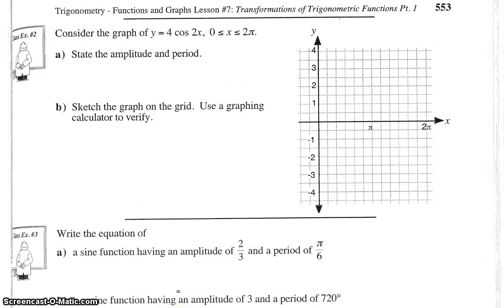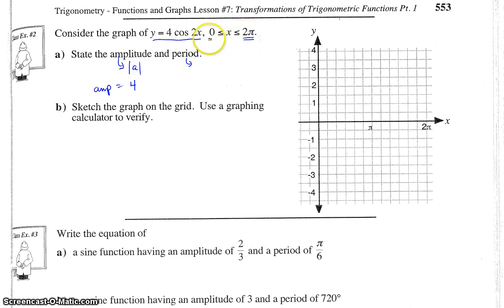Okay, so it says consider the graph of y equals 4 cos 2x between 0 and 2 pi for x, and they actually scaled our axes and gave us a grid already, so that was nice of them. Okay, let's get our amplitude. Amplitude is going to be the absolute value of a, which, if we're using the equation, would just be 4. So amplitude equals 4.